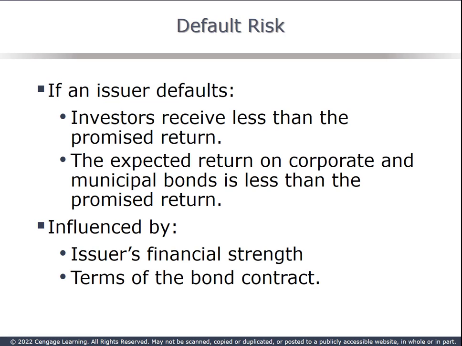A major risk with corporate bonds is default risk, the risk that the issuer will not be able to meet the provisions of the bond contract in terms of interest payments and repayment of the face value. U.S. Treasury securities have no default risk, but corporate and municipal bonds are subject to default risk. If a firm defaults on their debt, bondholders will obviously not earn the expected return on their investment.